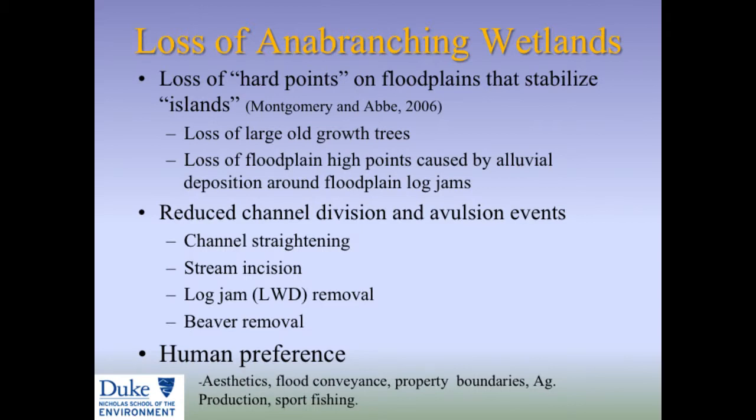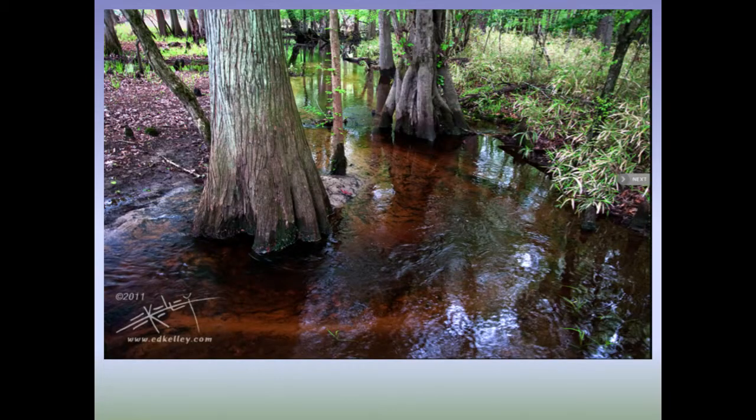Agricultural production: it's a lot easier to plow a field with one single channel at the edge of the field than it is to plow a field that has multiple stream channels running across a floodplain. And finally, things like trout fishing. We like a nice single channel with a nice clear canopy for fly fishing or whatever. So human preference has contributed a lot to this.